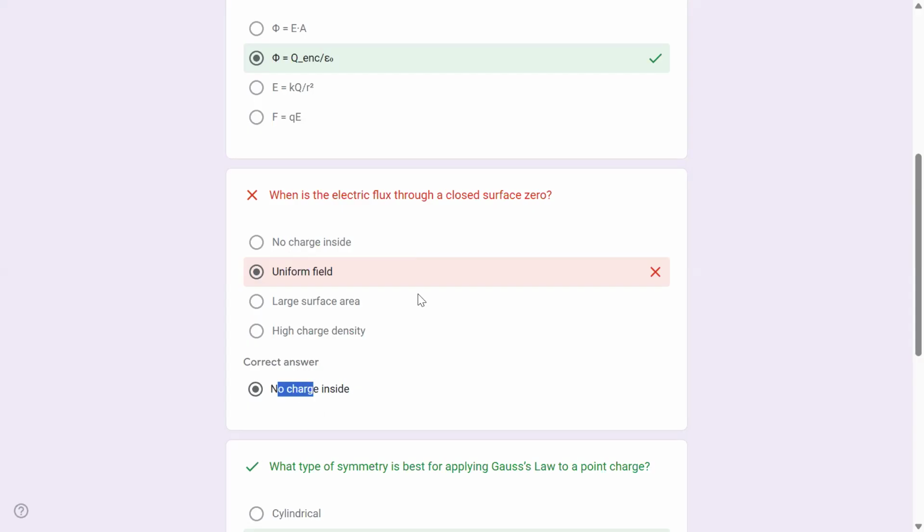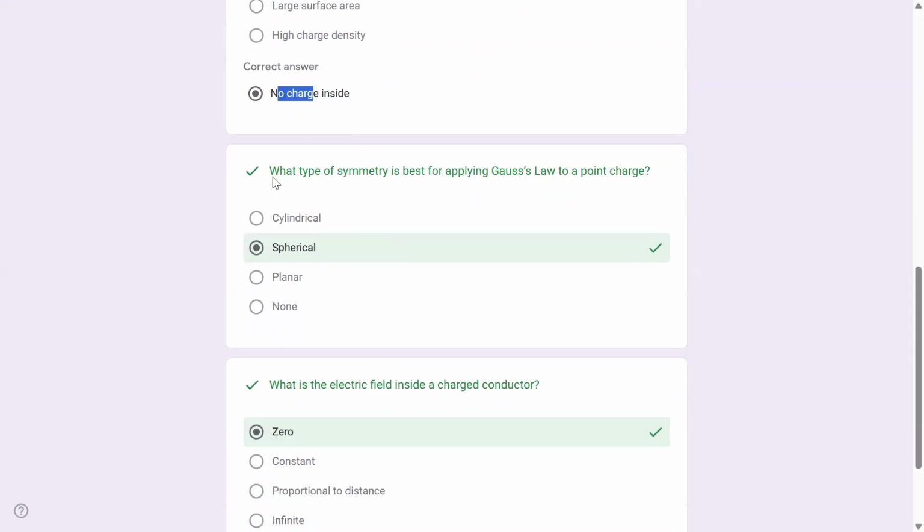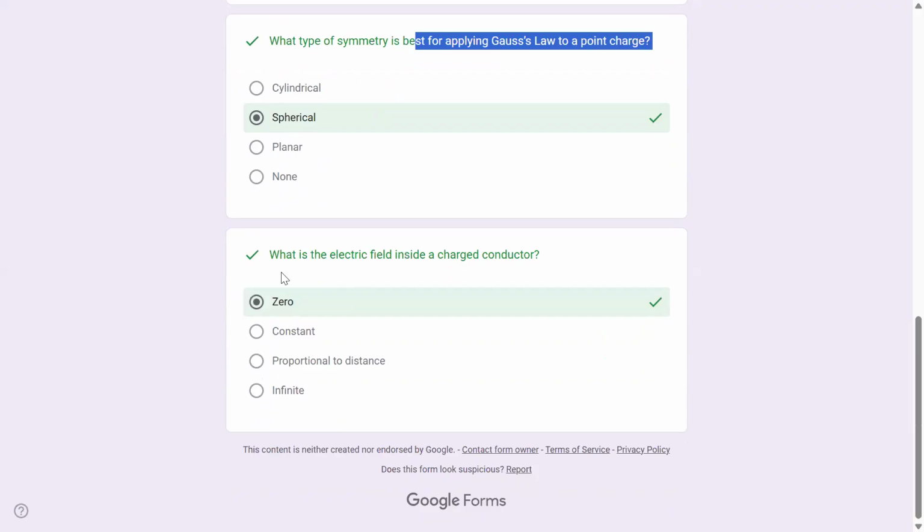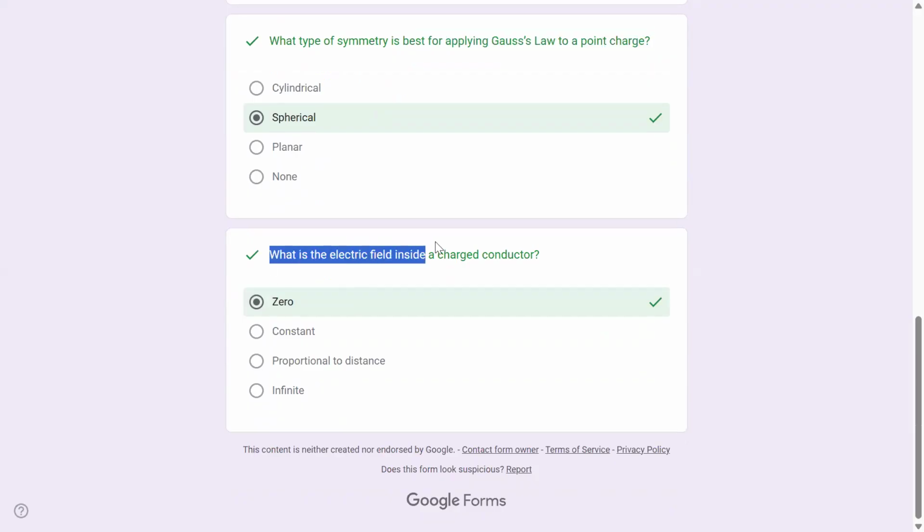And the fourth one: what type of symmetry is best for applying Gauss law to a point charge? Already many of the students chose option B. Yes, correct, spherical. And the final one: what is the electric field inside the charged conductor? Zero. Very good. Super.